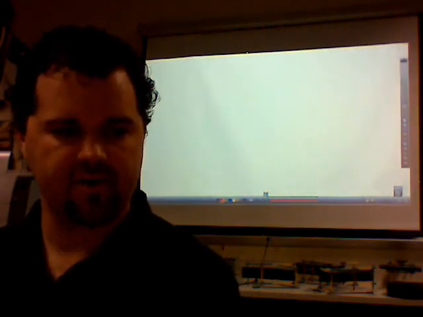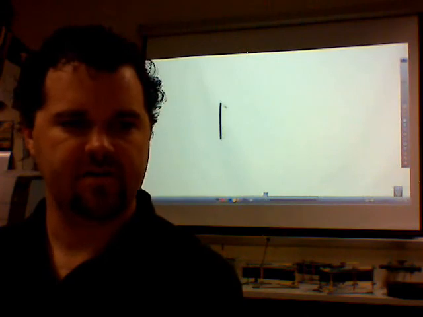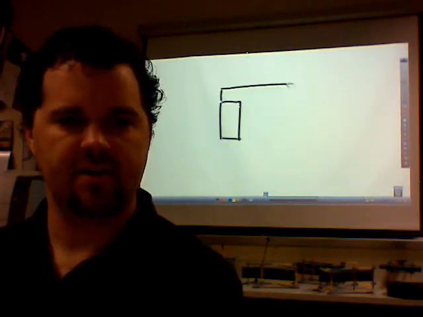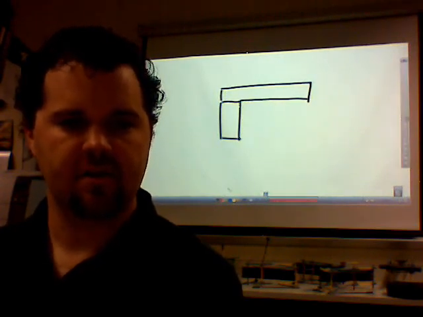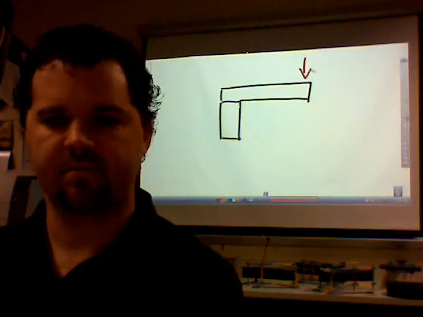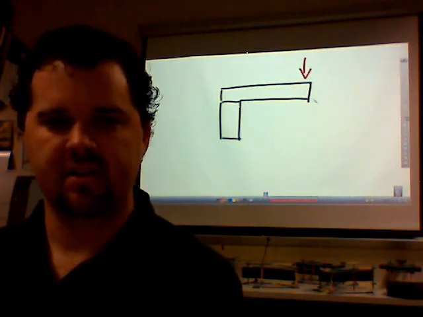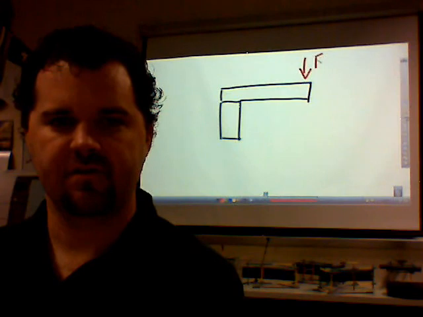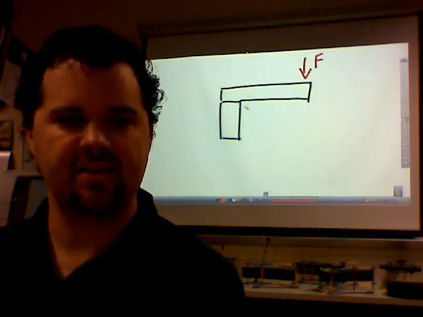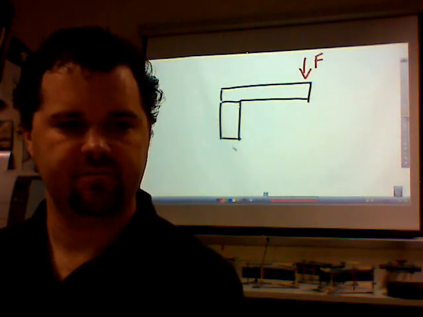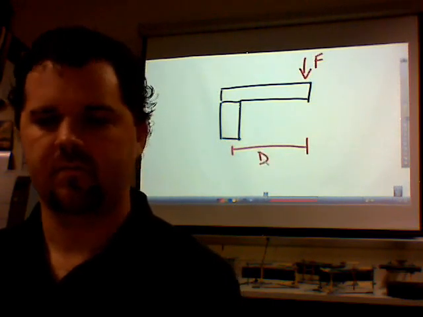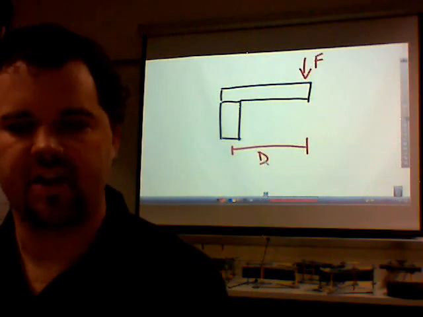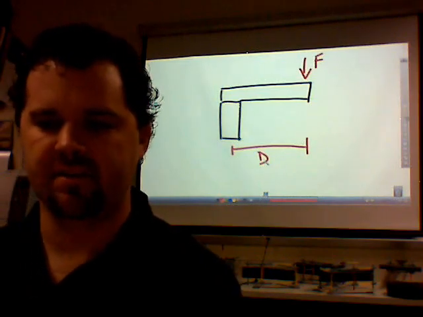So if we have our bridge, here's the foot, and then here's the actual bridge itself, and it's a fixed cantilever. So if we apply a force here, your bending moment is the amount of this force, F, and the distance it is from here, D. So that force times that distance will give you your bending moment.